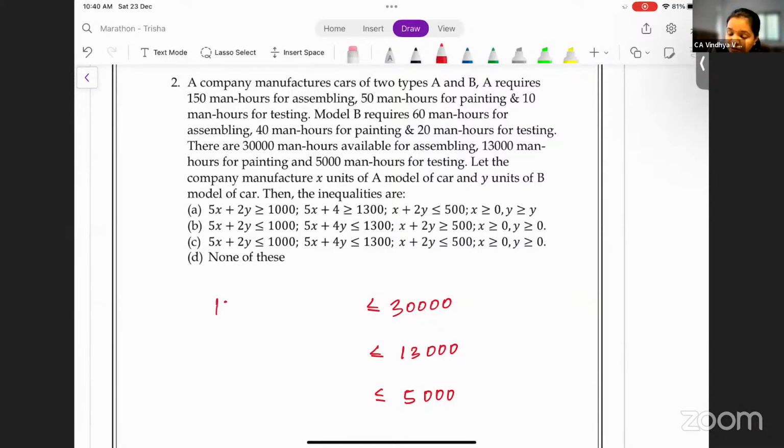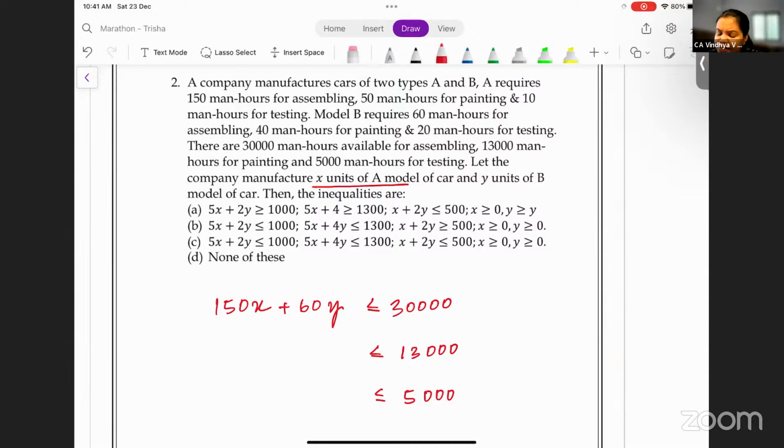Okay. How many man-hours are required for product A? Assembling is 150. So 150 into X, because it's given X units of A. Plus, what is it for B? It is 60 man-hours for assembling, which means 60 into Y. Okay. So 150X plus 60Y is lesser than or equal to 30,000 is your first constraint. I hope this is clear.